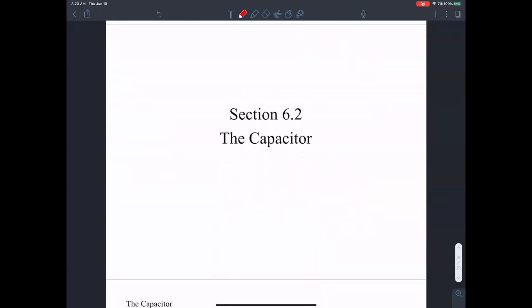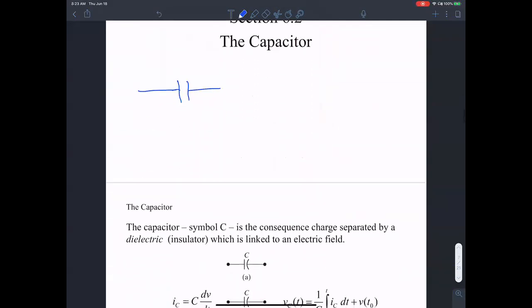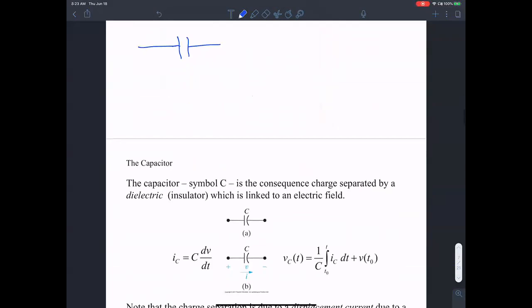Let's look at the other circuit component, which is the capacitance. Okay, that's the cap. The capacitance is the consequence of charge separated by a dielectric or an insulator. So all it is simply two parallel plates separated by an insulator. Okay, that's all there is to it. This guy is the insulator.